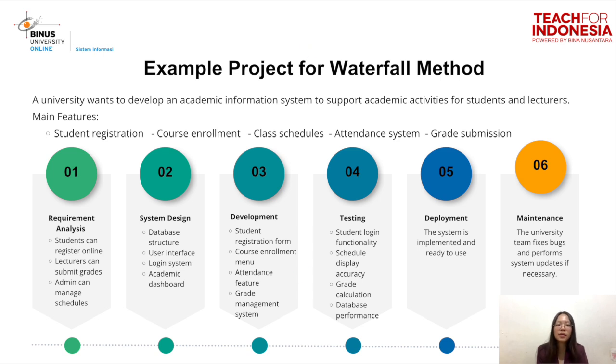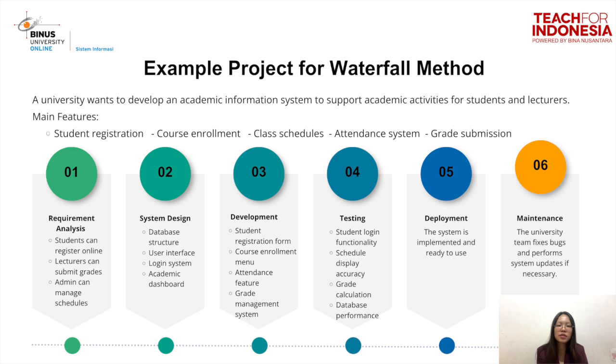Phase 2, system design. Designers create the database structures, user interfaces, and dashboard layouts based on those fixed requirements. Phase 3, development. The programming team writes the code for the registration forms, attendance features, and grades manager. Phase 4 is testing. We test everything to make sure the login works, grades calculate correctly, and database performance is stable. Phase 5 is deployment. We launch the system and it's ready for the campus to use.